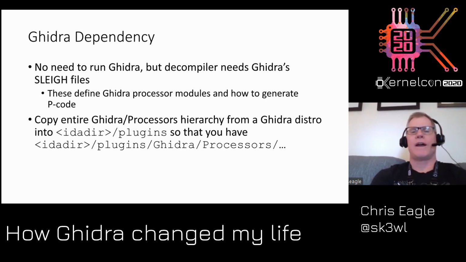All of those files are found in a Ghidra directory called Ghidra/processors. If you've unzipped and taken a look at a Ghidra installation, you need to copy that entire hierarchy, Ghidra/processors, into your IDA plugins directory so that you have the resulting IDA/plugins/Ghidra/processors directory hierarchy. And that's where the BLC plugin is hardwired to look for the processor modules in those subdirectories.